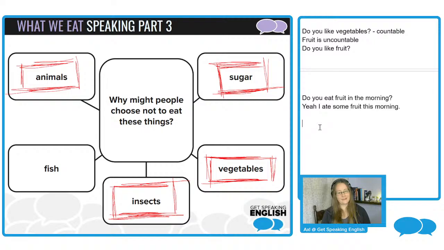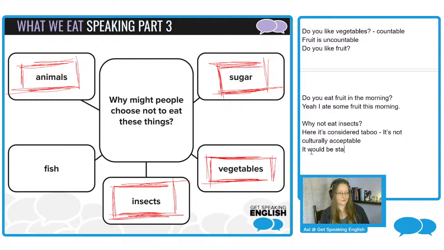Yeah, I would say that here it's considered a bit taboo, as in it's not sort of culturally acceptable, or there's some stigma around it, maybe. So it would be sort of strange or unappealing, maybe.